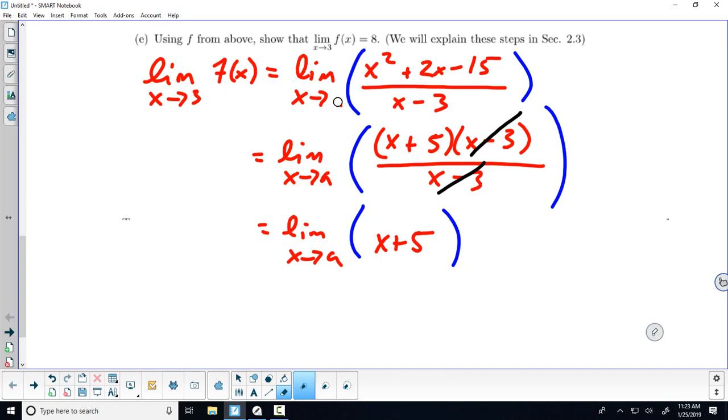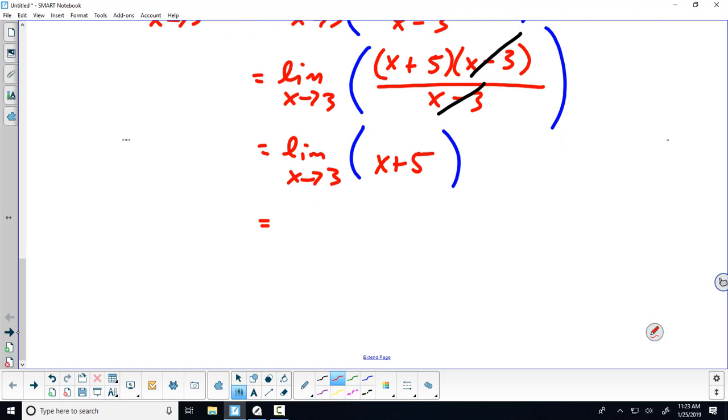Folks, all of these should have a what? I was putting a, and I should be putting what? The limiting value of 3 for each of those.